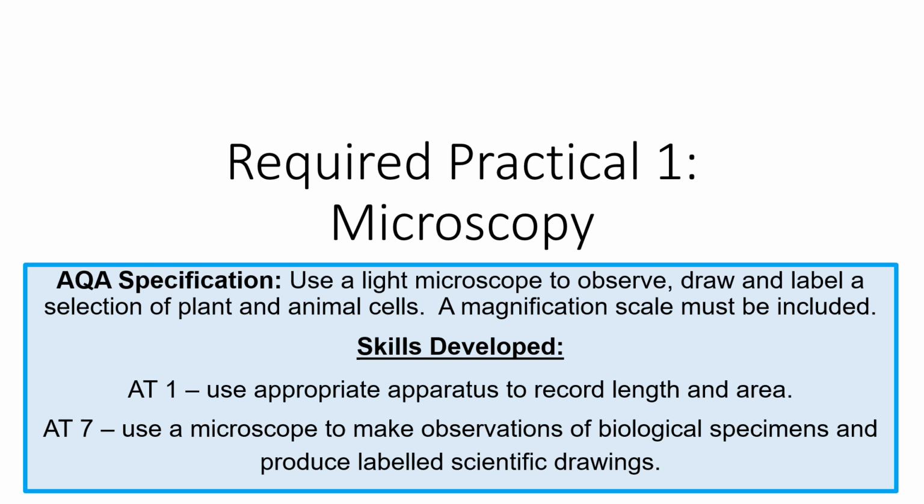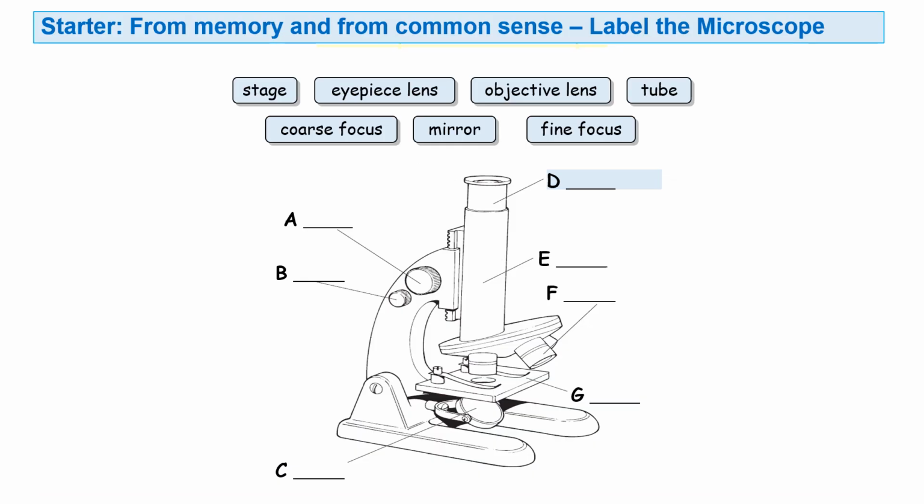So today we're going to be looking at required practical 1, which is microscopy, which you probably did right at the start of your GCSE. So there are key things that you need to learn. You do need to know the key parts of the microscope, not necessarily every single part that is labelled on this diagram. So please pause the video and see whether you could label these and then move on to find out the correct answer.